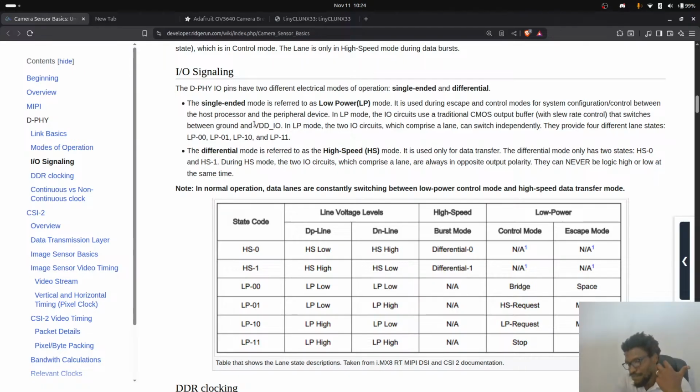So you can set the pin as an input or an output only, and then it can be, when it is in this low power mode, LP mode, it is either used for escape or control mode. Control mode is when you're sending some control data. It's like, okay, set the exposure to this, set the gain to this, set the frame rate to this, all of those things. And during this time, it's not in a differential mode. It's basically in a single-ended mode, and because it's in a single-ended mode, it will send data between ground and VDD/IO, and the slew rate.